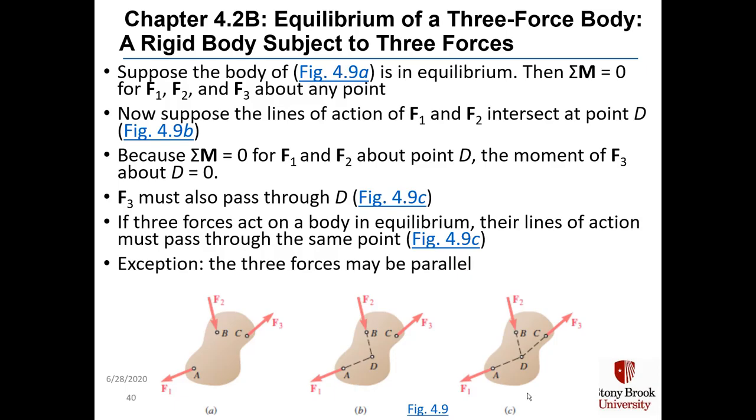The only exception being that if three forces, F1, F2, and F3, are parallel, obviously they won't pass through the same point on the rigid body, but certainly because they're parallel, the sum of the moments about any point of three parallel forces is going to be zero.